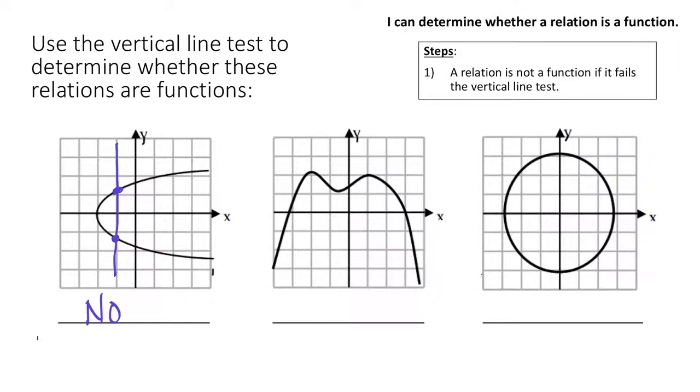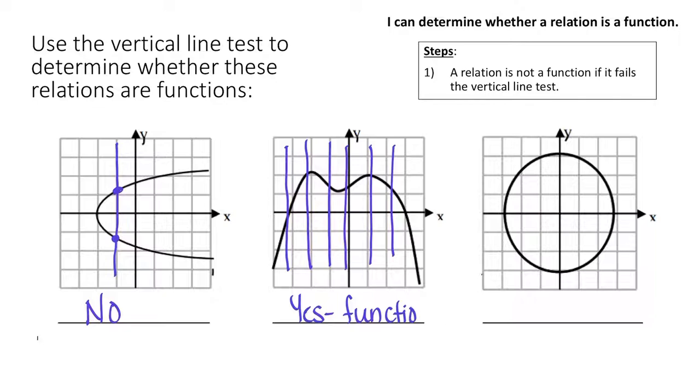Now let's look at this graph. It doesn't matter how many vertical lines I draw, they're all only going to pass through once. So that means that yes, it is a function. Now in this graph, I have a circle. So notice that the minute I start drawing vertical lines, they're going to pass through more than once. So that means that no, it is not a function.